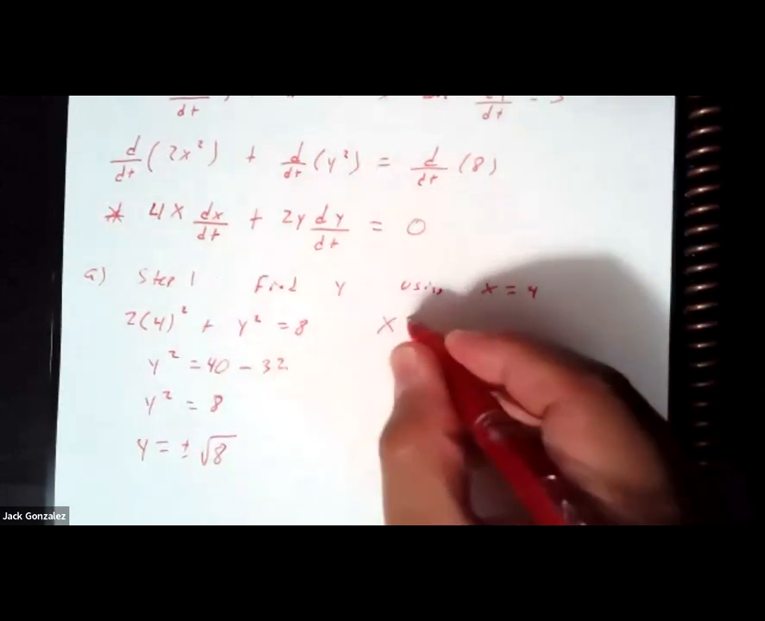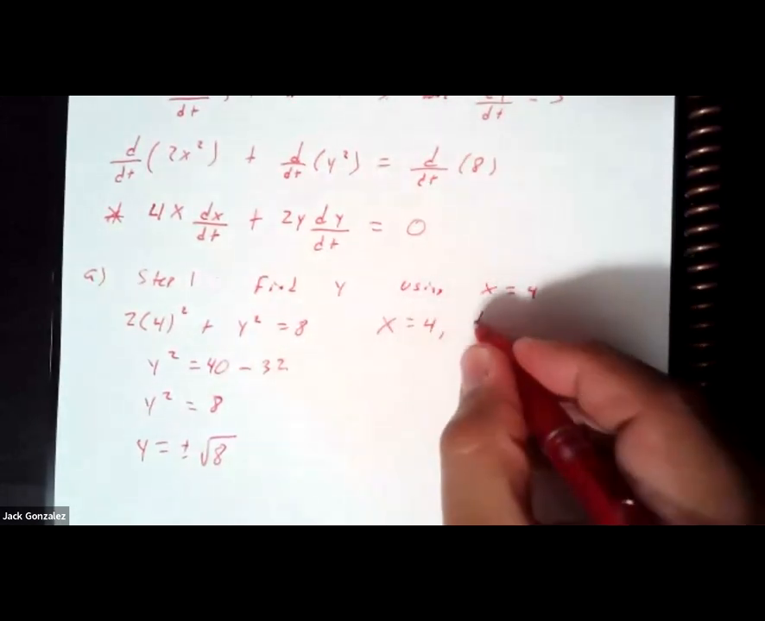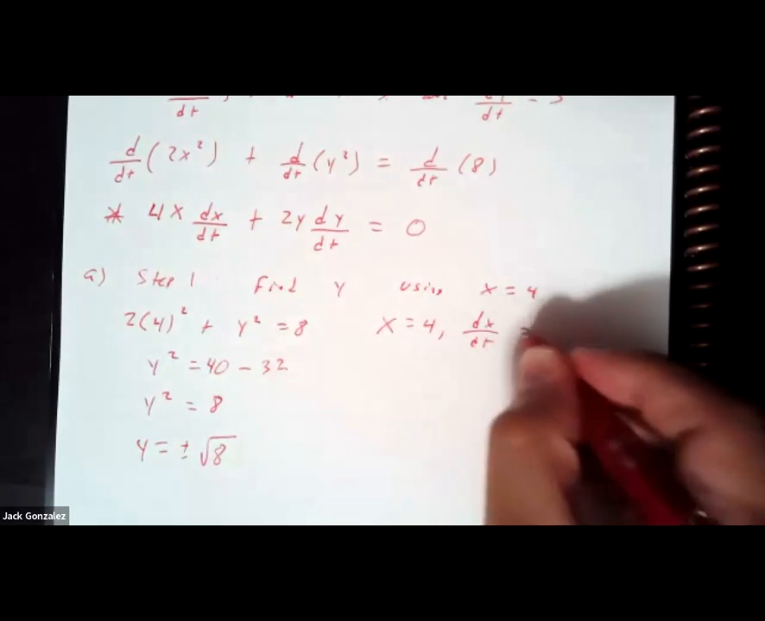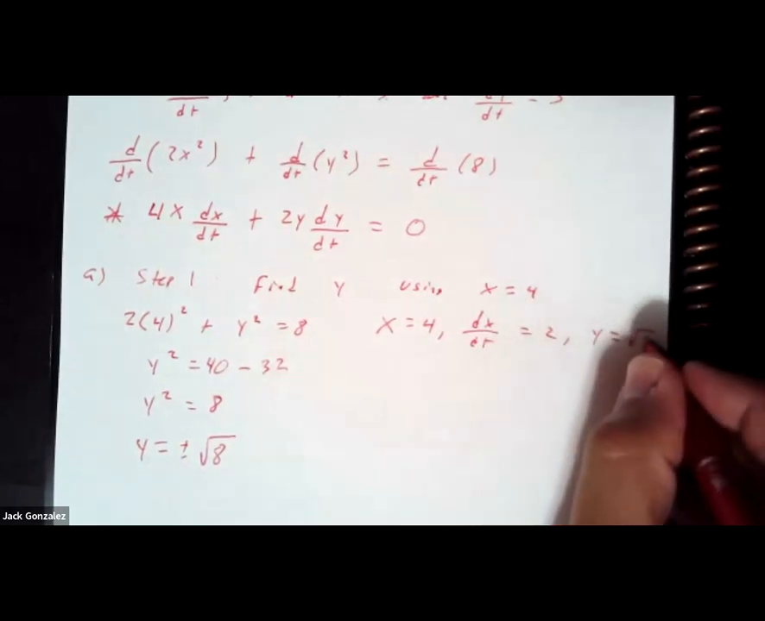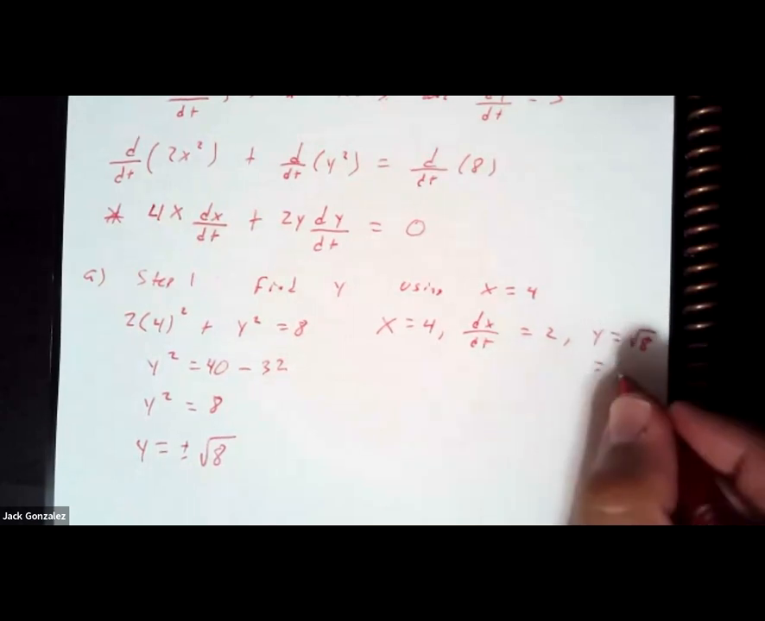All right, so essentially you would just solve for dy/dx for step 1. So x is 4, dx/dt is 2, y will just use the positive square root of 8, which is 2 root 2.